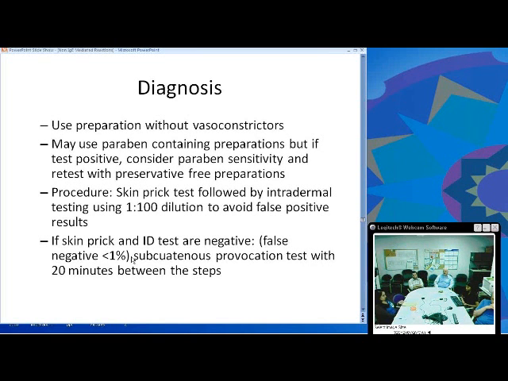Well, the studies that I read on it, they had to dilute it, and there's no protocol for how you make it, because we had that patient that we thought had paraben in the lidocaine. People have done it in studies, but there's no protocol for getting it and at what dilution you would do. So the procedure is skin prick test with the full strength, followed by intradermal testing using 1:100 dilution to avoid false positive results. If both of them are negative, and the false negative rate is very low, less than 1%, then a subcutaneous provocation test with 20 minutes between each step is proposed.